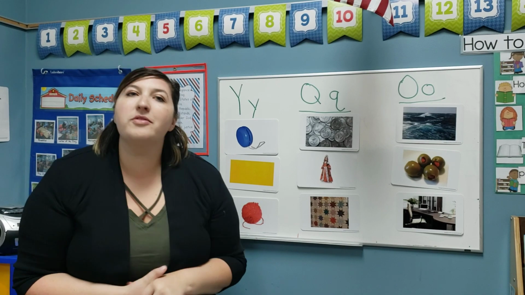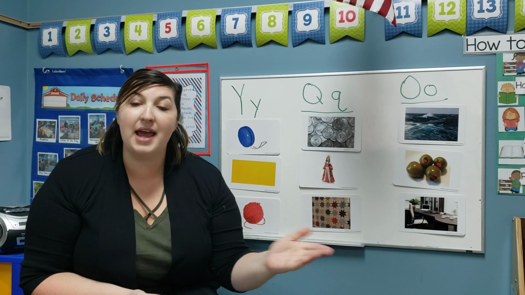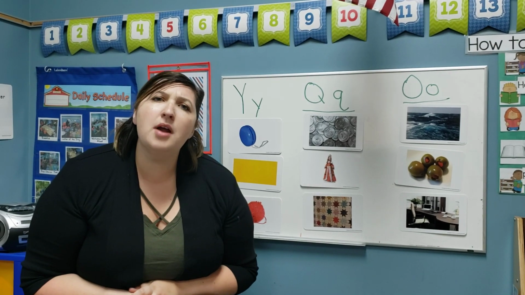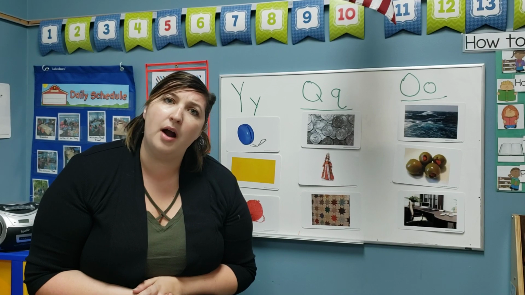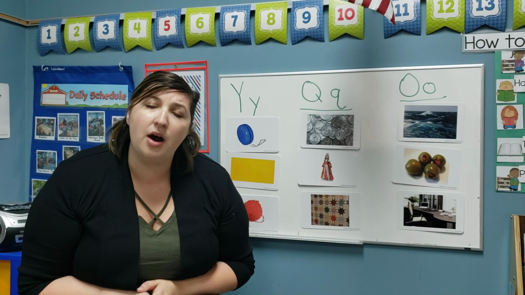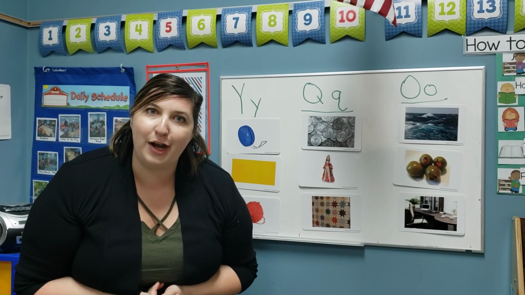All right, we're going to go over to the table for a minute and we're going to talk about life cycles. On Monday, we read the book, Do You Know What Will Grow? And we talked about a lot of different animals that will grow and how you as kids grow. And now we're going to talk about some other living things that grow.